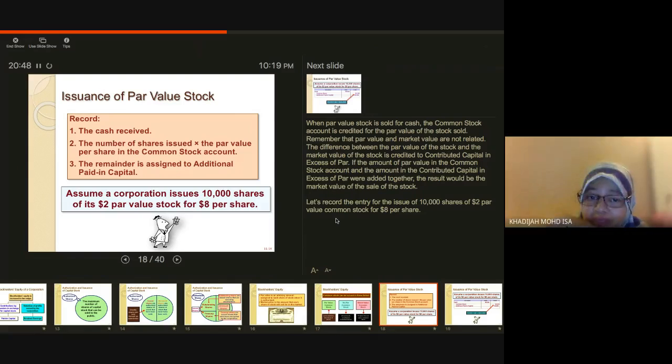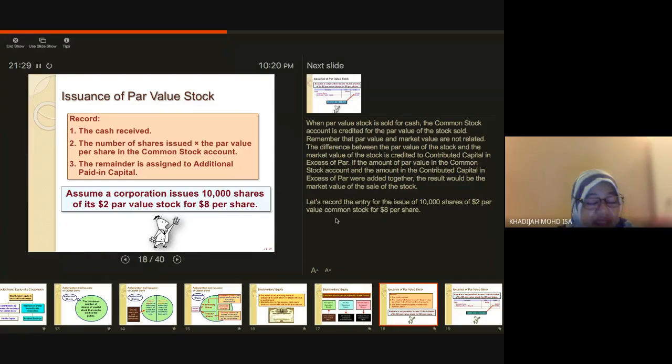Premium. So the issue price exceeds the par value. How much is the cash received? The company issues 10,000 shares at $8 per share. How much cash does the company actually receive? 80,000, because cash is 10,000 shares times $8 per share.